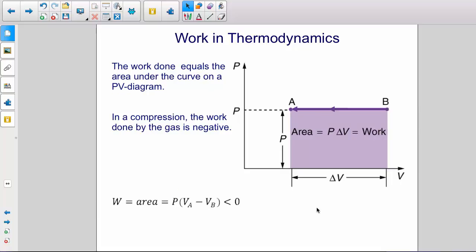Now, in a compression, the work done by the gas is negative. In this case, although the pressure remains the same, what we can see is that the volume contracts. It goes from the larger VB to the smaller VA. So the final volume is smaller than the initial volume, and therefore the work done by the gas is less than 0.